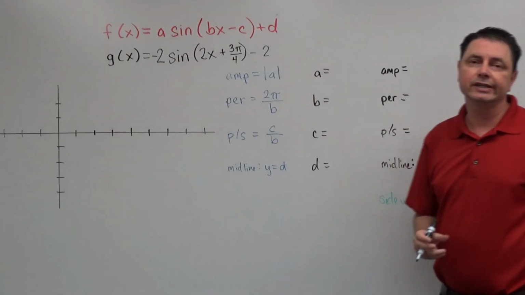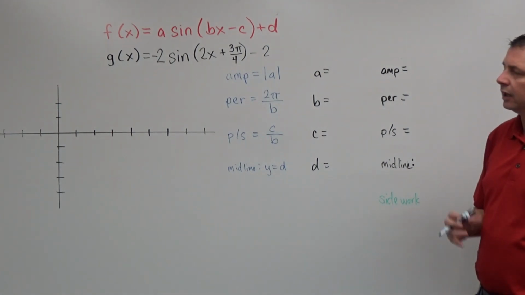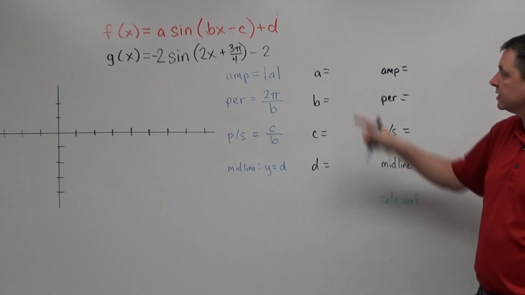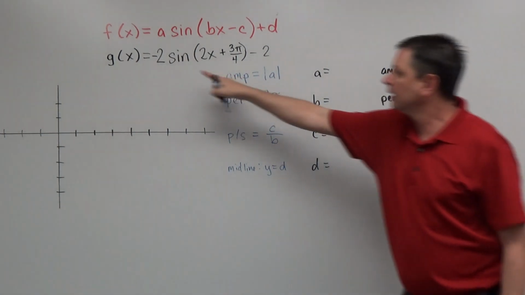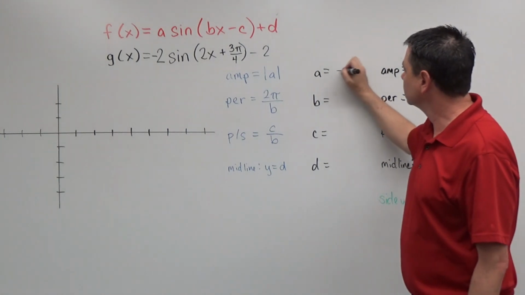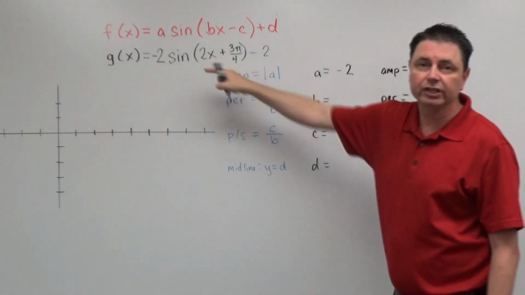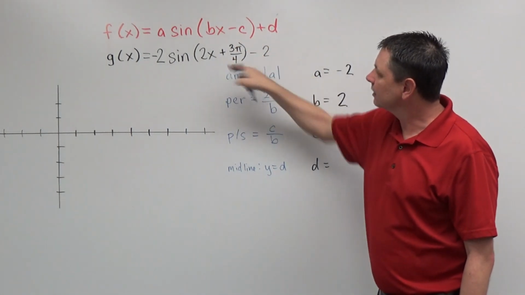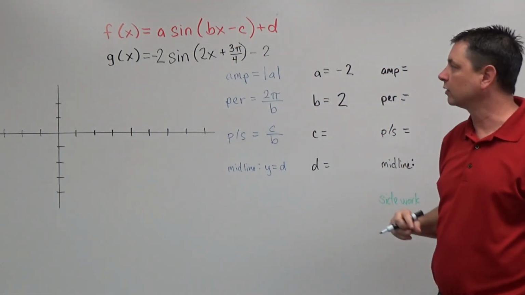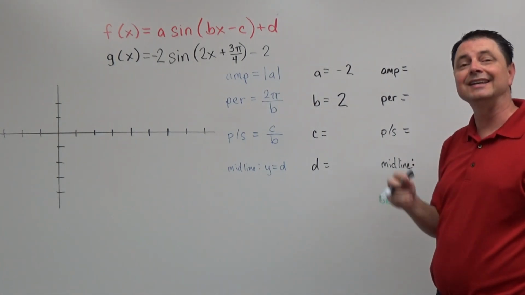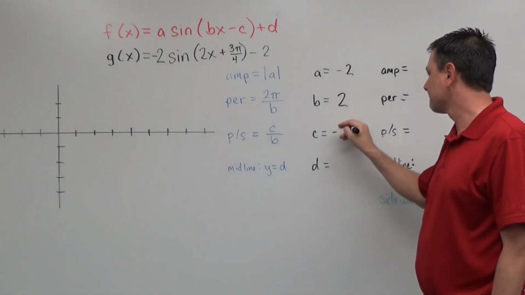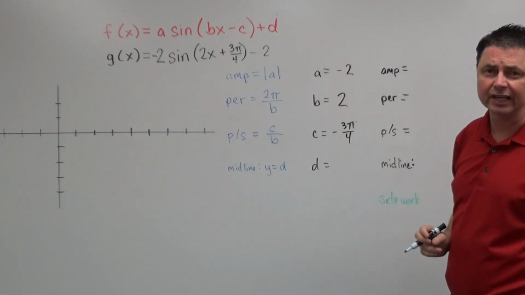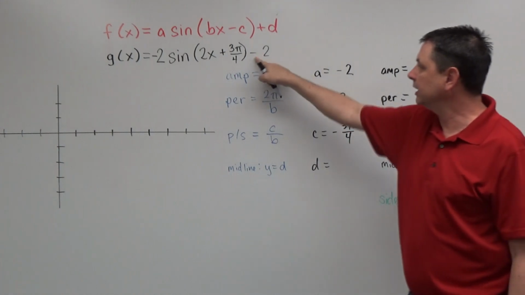Our last one is a little bit of a challenge problem. It has a lot of intricacies to it. Let's take a look and start the same way we always have: A, B, C, and D. A is negative 2. B is 2. C, in this case, a plus 3 pi over 4 means subtract negative 3 pi over 4. Or inside parentheses, think opposite. And then D is the negative 2.